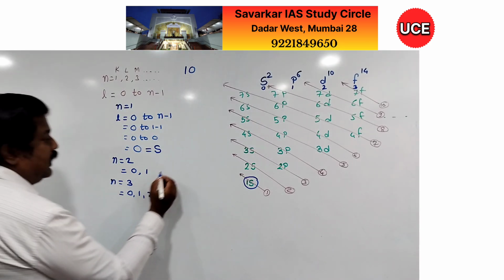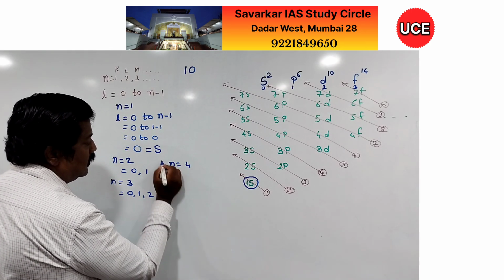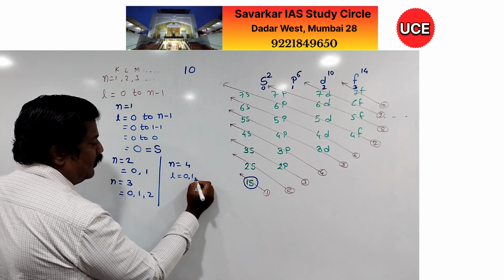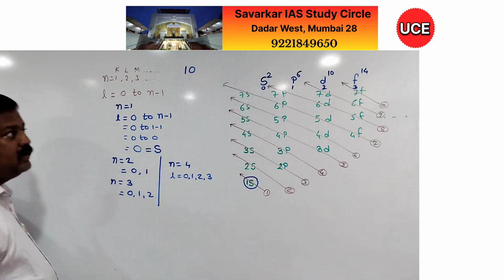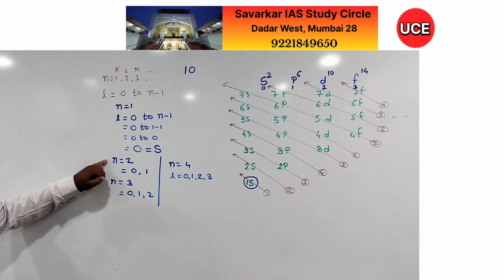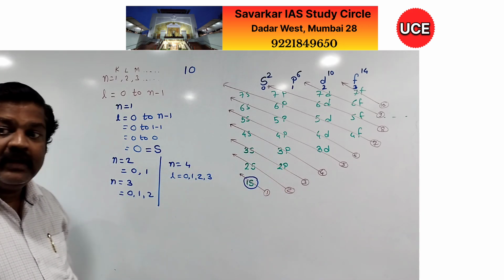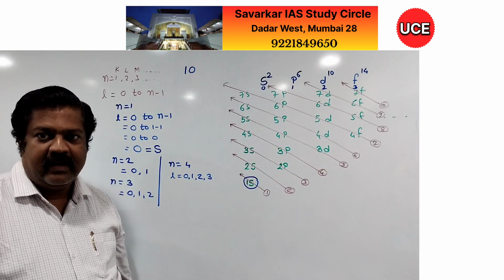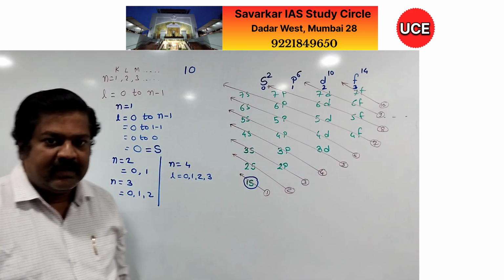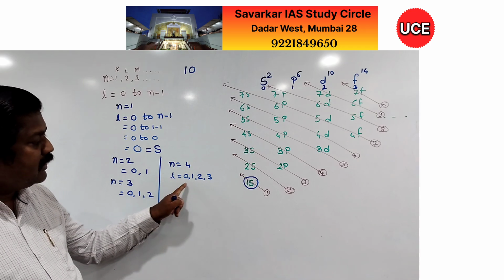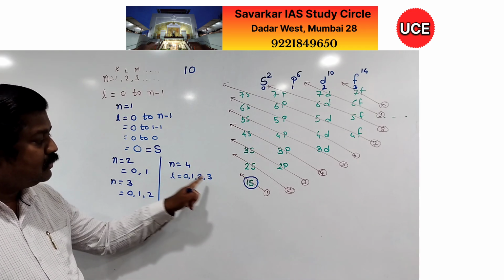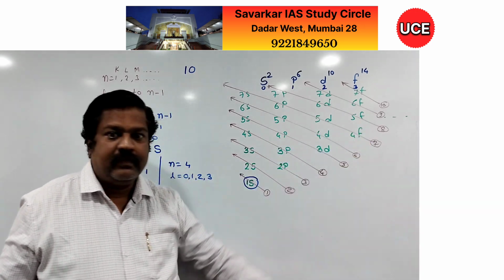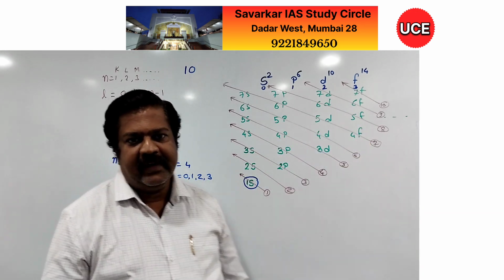So n equal to 3. n equal to 4, then the L value will be 0, 1, 2, 3. Getting the idea? So for n equal to 2, only 2 orbitals are there. For n equal to 3, we are getting 3 orbitals, now d. But f is absent. For n equal to 4, you will get all 4 orbitals: 1, 2, 3, 4. So for 4, s, p, d and f, all these orbitals are available.